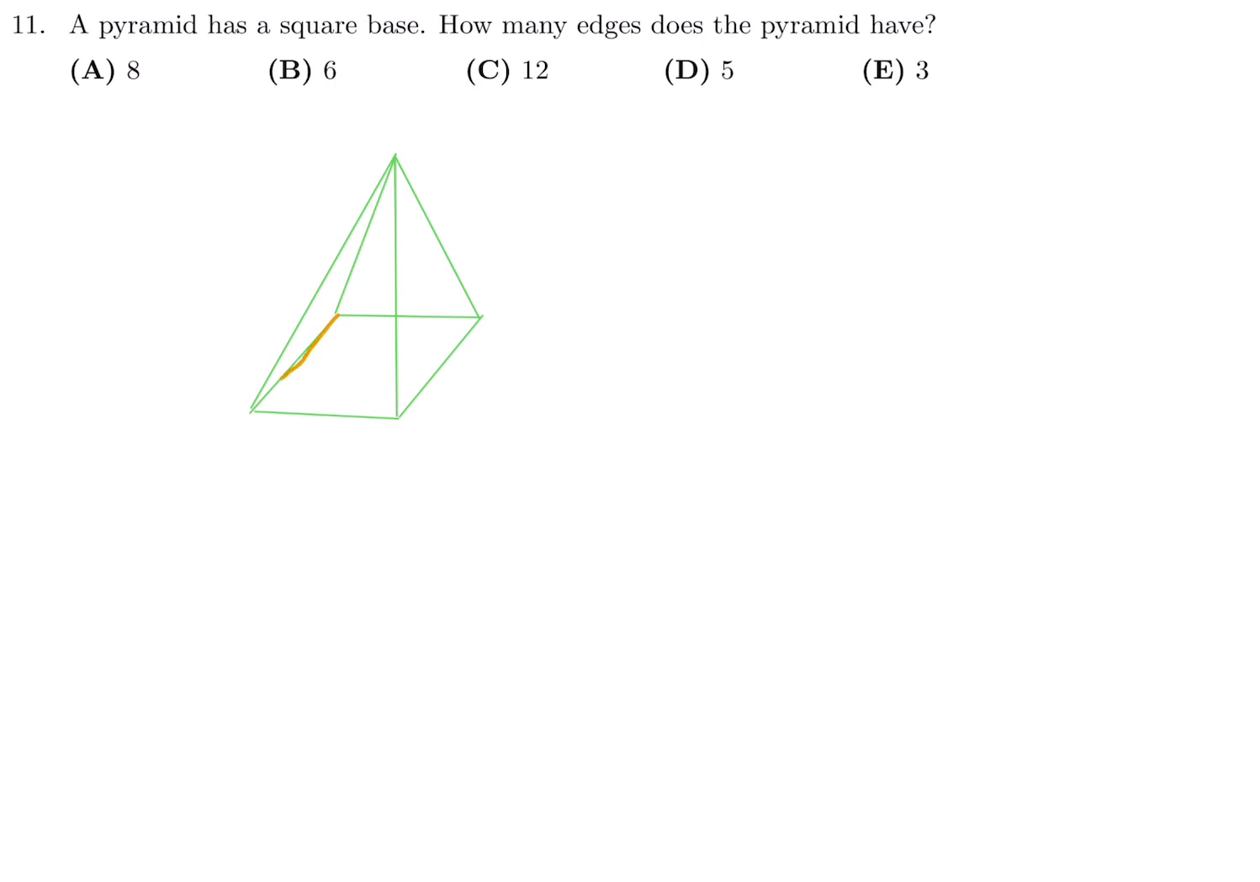All right, well, the base obviously will give me 4 edges since it is a square. And then I'll just draw lines: 1, 2, 3, and 4. 4 more to make those other ones. So we got 4 on the bottom and then 4 other ones. So that's a total of 8. And therefore number 11 is A.